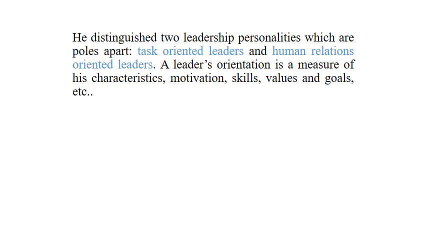And another set of leaders are human relations oriented leaders. What do you mean by human relations oriented? They are just interested in human relations, like needs of people, influencing people, motivating people, but they are not bothered about the task which is pending. They are not going to finish their task. They are just influencing people. That's it. So these are the two leadership personalities we can define: task and human relations. A leader's orientation is a measure of his characteristics: motivation, skills, values, and goals.